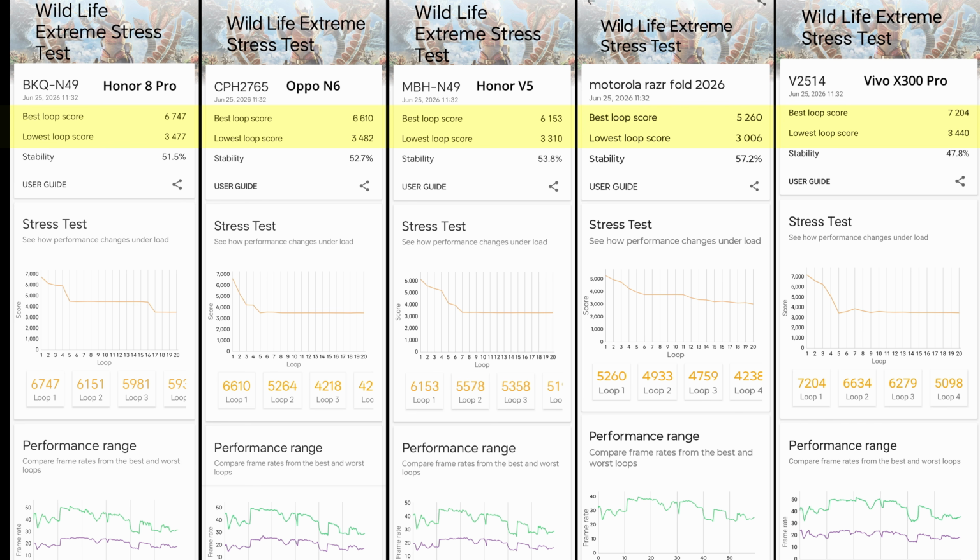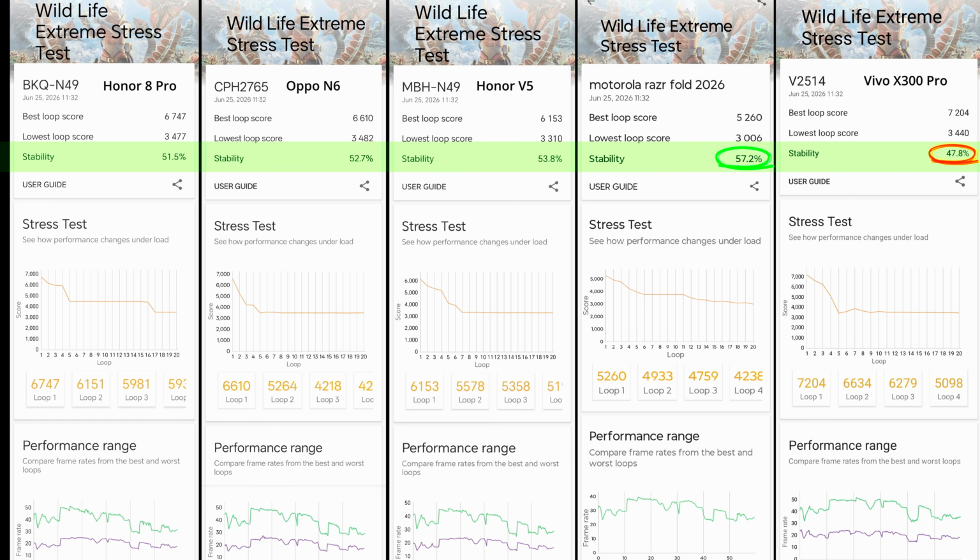And then there's a score called stability here. The stability tells you which one maintained everything the best, and that's the higher percentage. So in other words, the Vivo having that 47%, it has the lowest stability, and the Motorola has the highest stability. Now, what does the stability mean? It means you're not going to see as much change in the way it performs with heat and frame rate and consistency. So in other words, this test shows that the Motorola was the most consistent through this test.